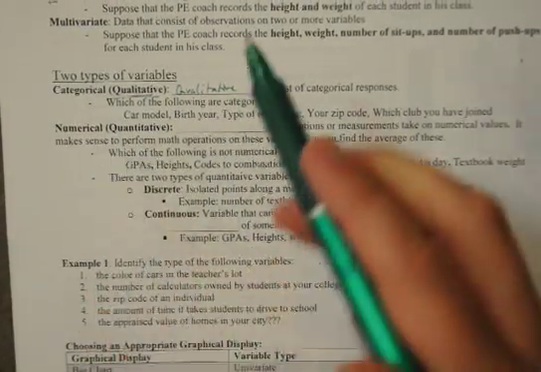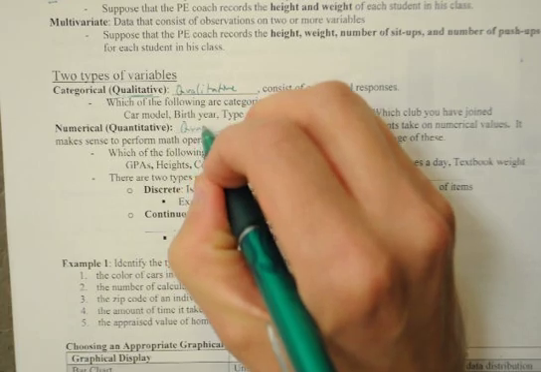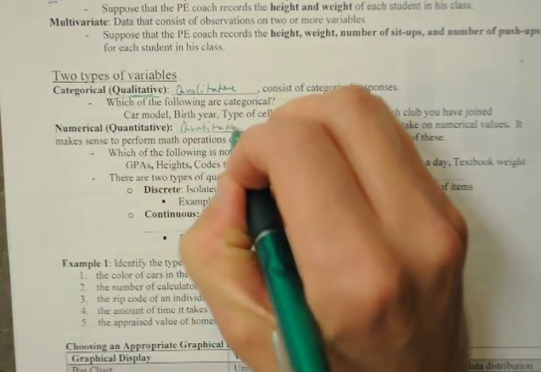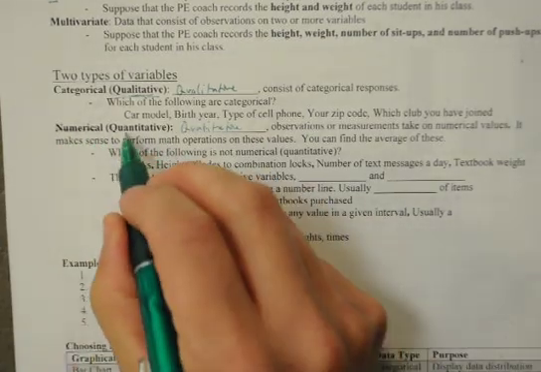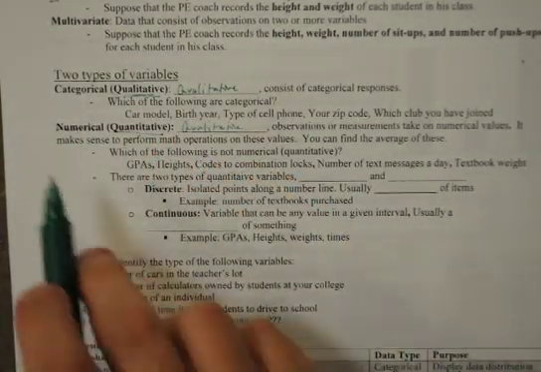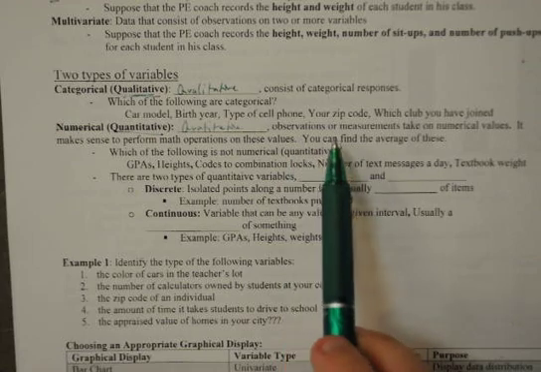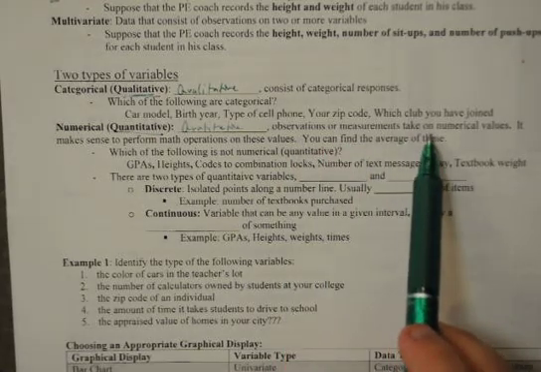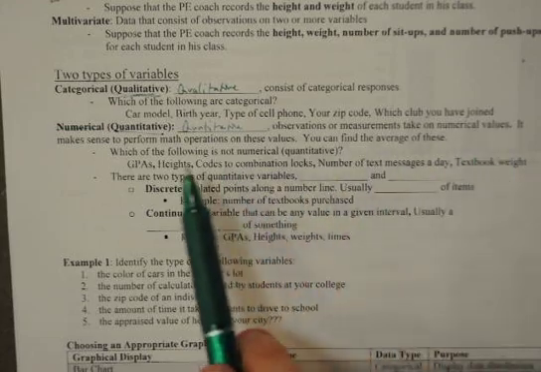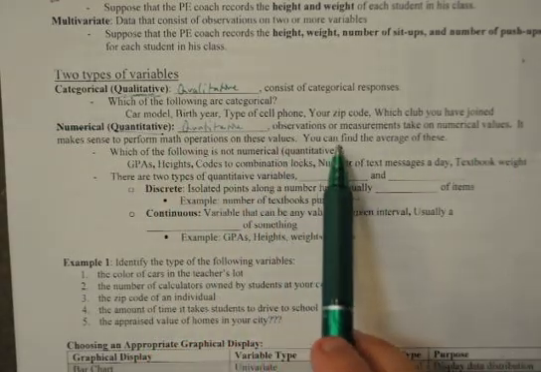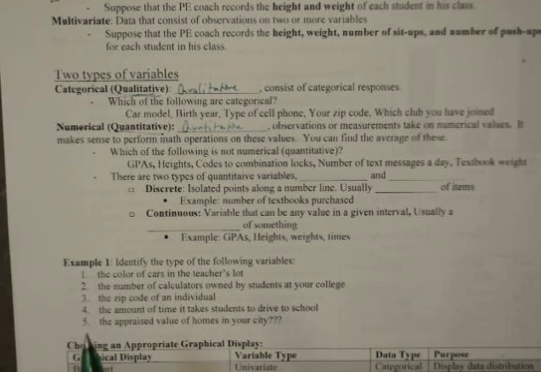Whereas quantitative: by the way, the AP does not use numerical. They just use quantitative. You won't see numerical, you just see quantitative data. Observations or measurements take on numerical values, and you can perform math on these.